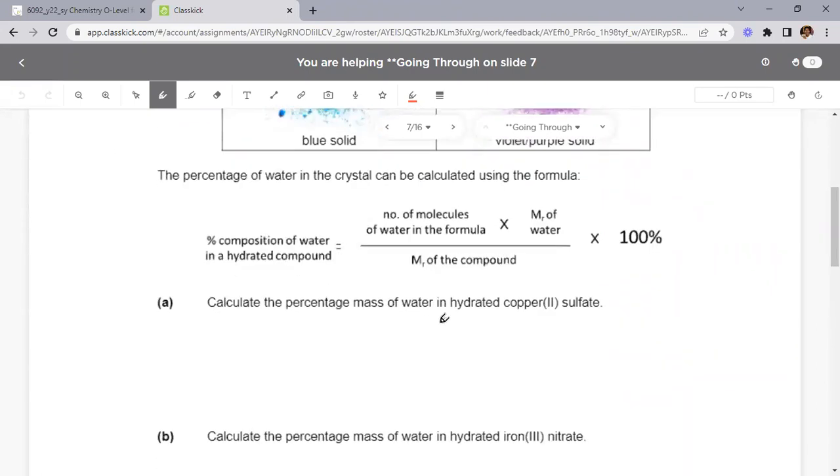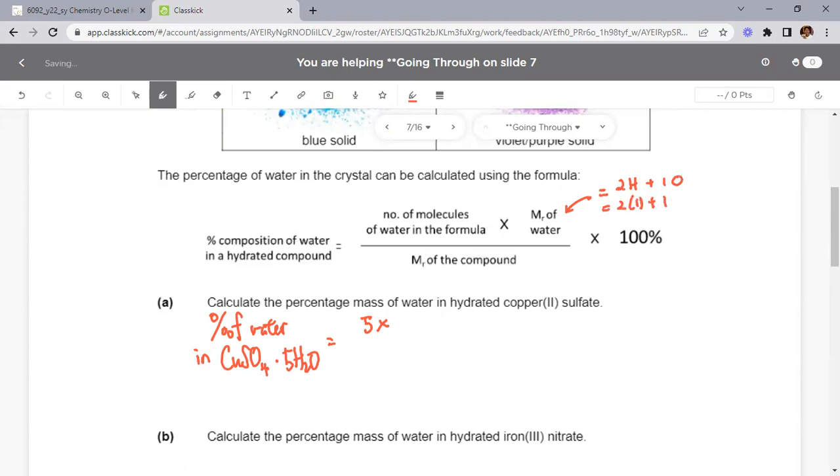So I'm going to write the formula. Percentage of water in CuSO4.5H2O. How many water do you see here? There are 5 waters, right? So 5 molecules of water multiplied by the mR of water. How do we find the mR of water? This equals 2 hydrogen plus 1 oxygen, so 2 times 1 plus 1 times 16. I'm going to get 18 over here. So this is 5 times 18.